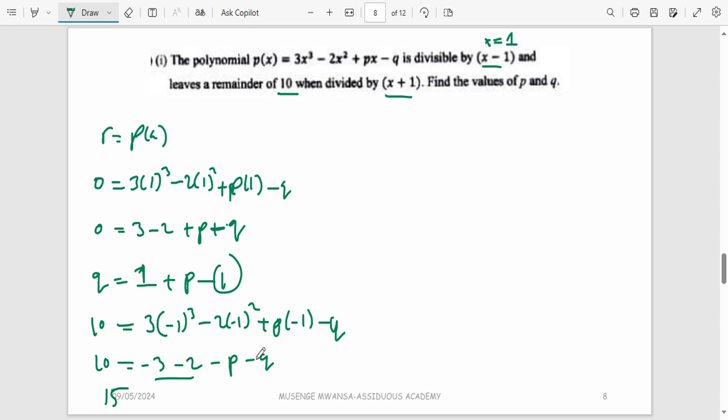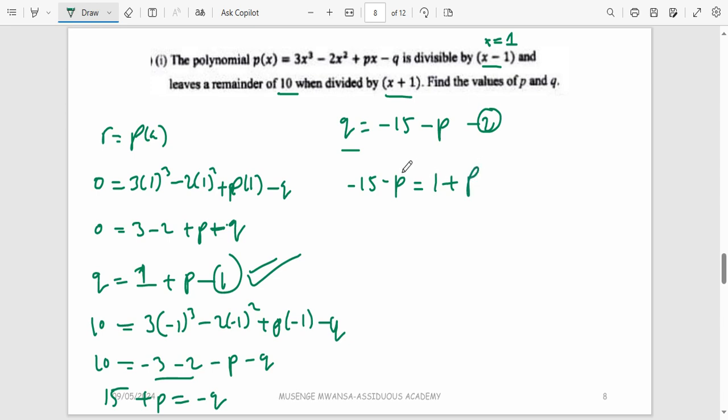And then if I take also the q the other side, or the p the other side, it becomes positive p. And that is going to be equal to negative q. But let me swap them. I'll take q the other side, and then the 15 and the p, I'll take them the other side. So q therefore is going to be equal to negative 15 and negative p. This is equation 2. So q is equal to, and here q is equal, so equate now. So q is negative 15 minus p. The other here, q is equal to 1 plus p.